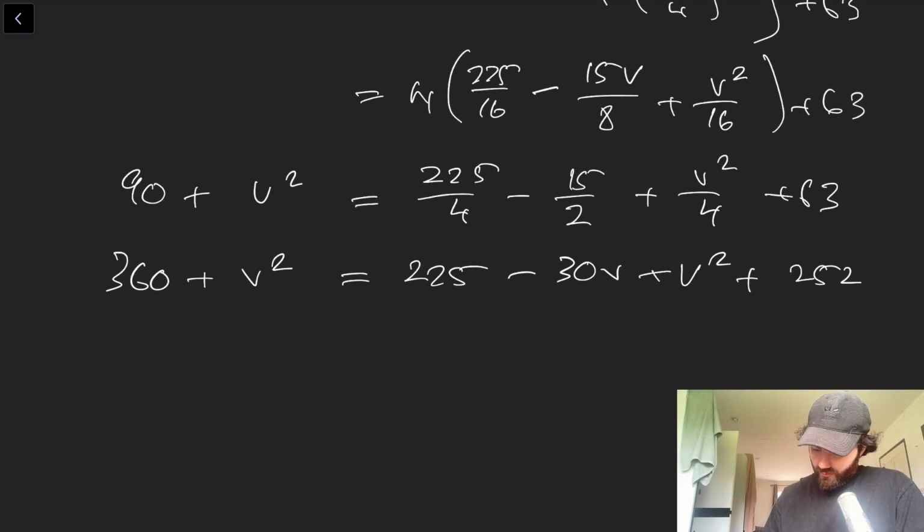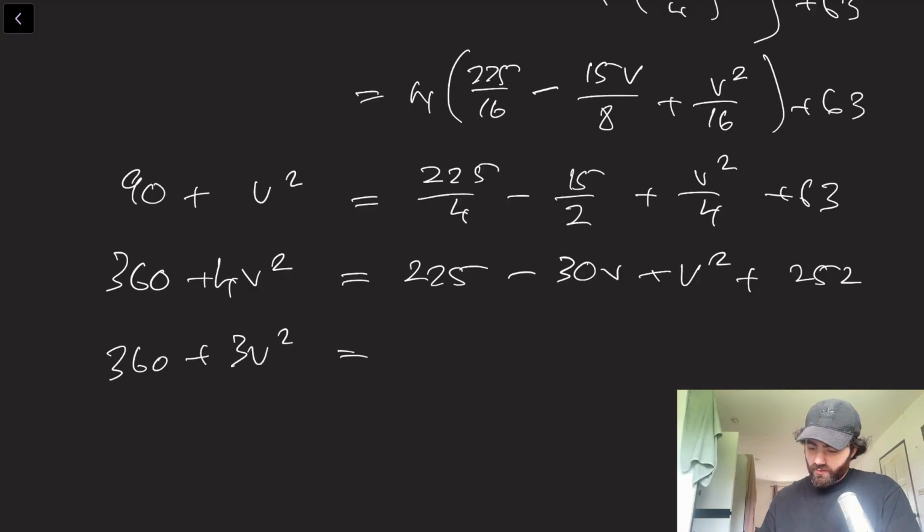All right, so now just double check all this. So I have times 3 by 4. I'm doing that, I just don't want to deal with these fractions. It's just annoying to deal with them. So it'd be 360, take this over, plus 3v squared equals 225 plus 252, 477 minus 30v.